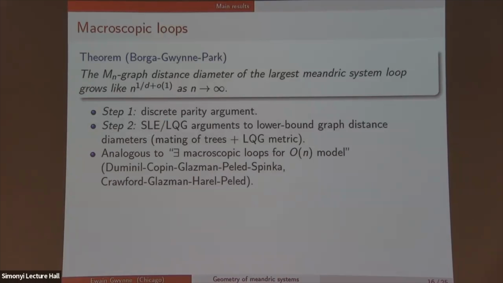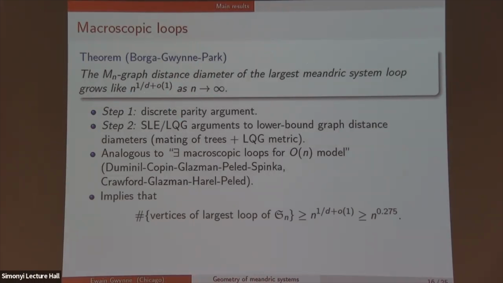So first of all, we can think of our result as being a random planar map analog of some recent results for the O(n) loop model on a lattice by some of these authors here. So Ron, who's in the audience, and some of his various collaborators. What they showed is that if you take the O(n) loop model on the hexagonal lattice, then for certain parameter values, it's going to admit macroscopic loops. So we prove an analog of this for a version of the O(n) loop model on random planar maps, namely this meandric system. We also show that it admits macroscopic loops.